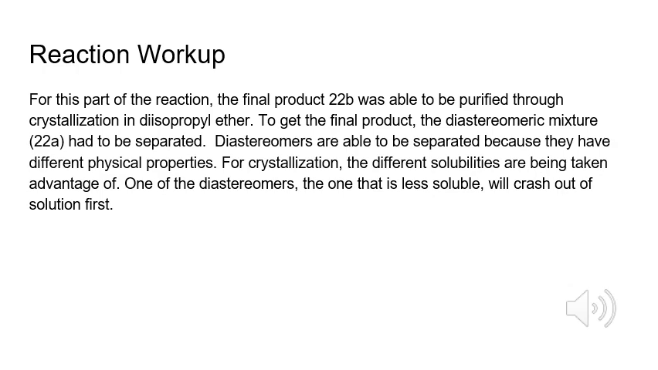To do so, diastereomers have to be separated, which can be done through crystallization. This works because diastereomers have different physical properties. In this case, the difference in their solubilities in diisopropyl ether is being taken advantage of. The diastereomer that is less soluble will crash out of the solution first when cooling down.